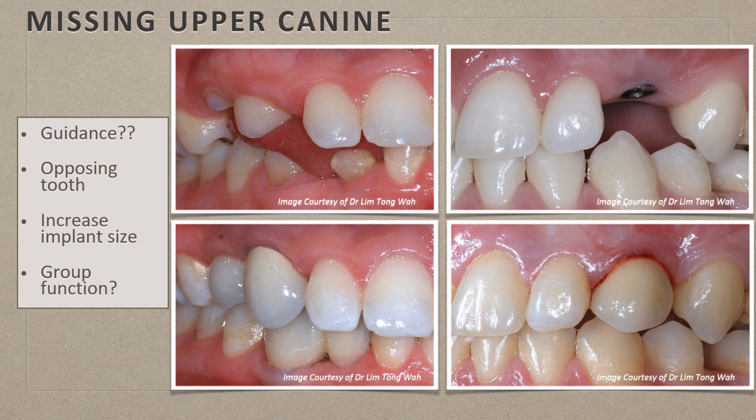Restoring a missing canine is a big clinical challenge because the canine is always involved in guidance. However, the opposing natural tooth might provide some proprioceptive feedback to avoid overloading. Increasing the size of the implant or designing the guidance in group function might be alternative solutions.